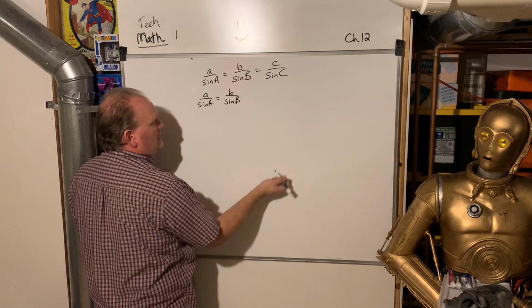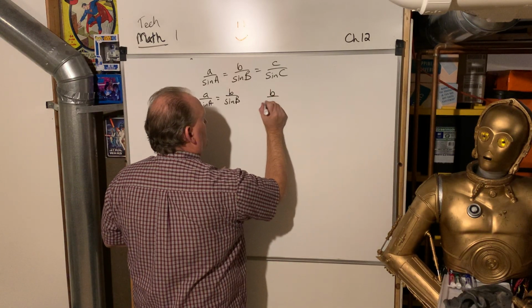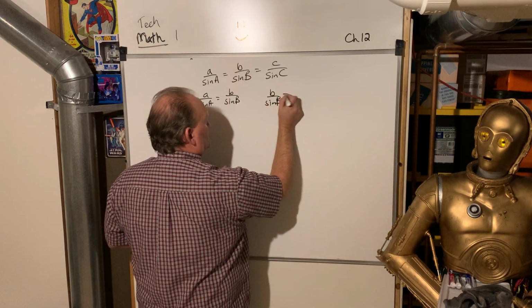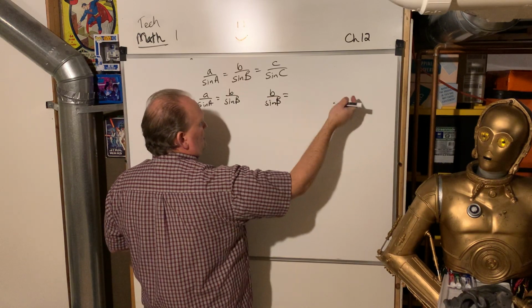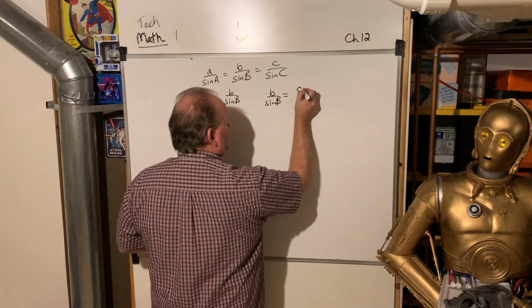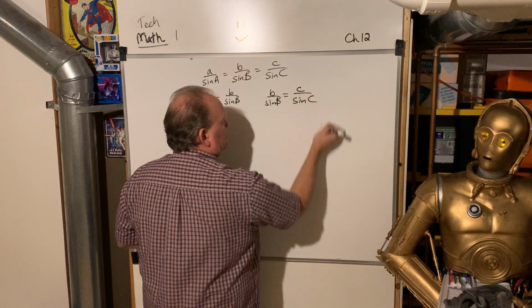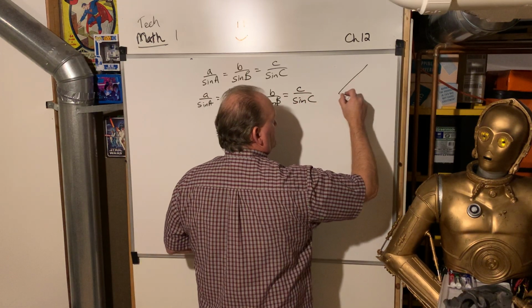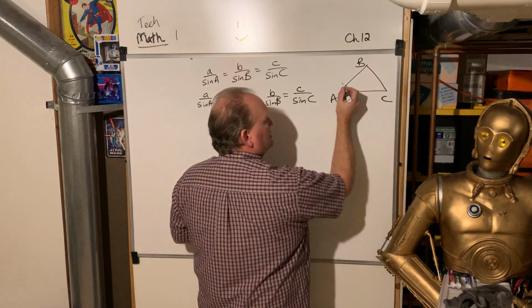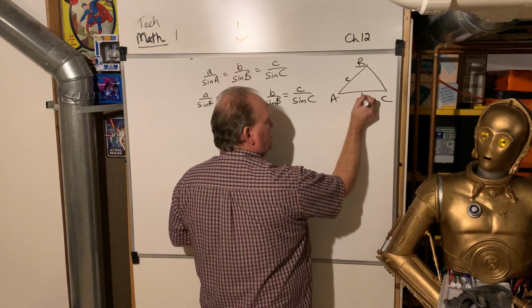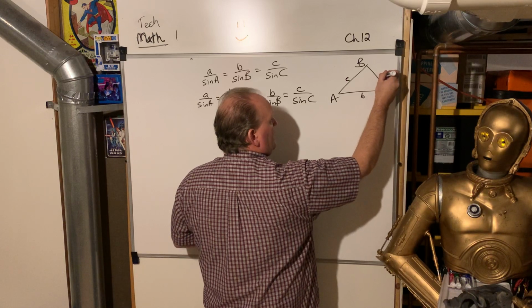So that's a true statement. They're always proportional. The side opposite over the sine of the angle is always equal to the side opposite over the sine of that angle. And so we'll make a triangle here, call it ABC. So this is little c, this is little b, this is little a.